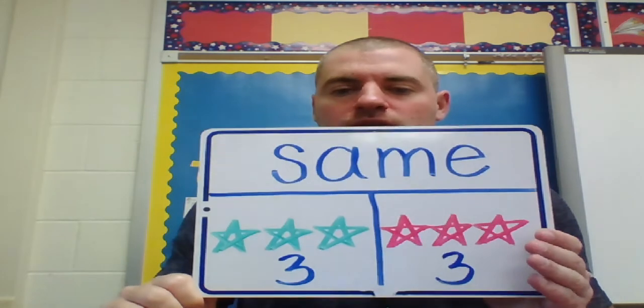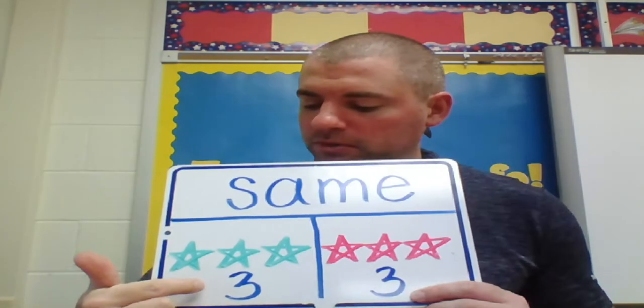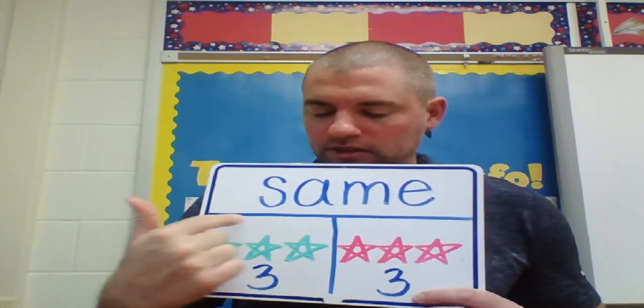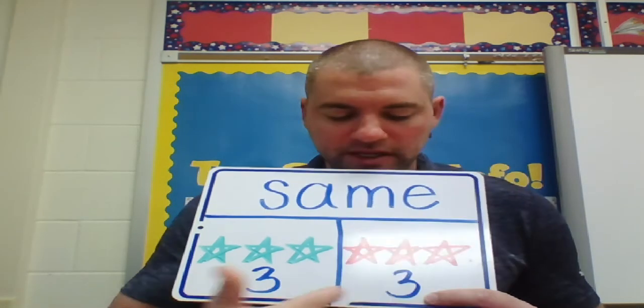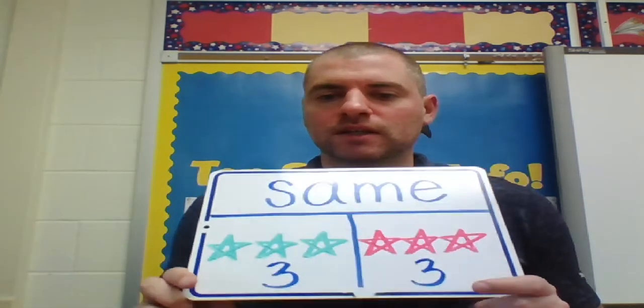So when I check out my sets now, I'm showing that I have 3 green and 3 red. Because they both have 3, these sets are the same. They are the same number, 3 and 3. Okay? They're equal sets. Now, you're going to be doing this a little bit on your own, but before we do that, let's go ahead and check in with Mr. Mouse, see how he's doing.